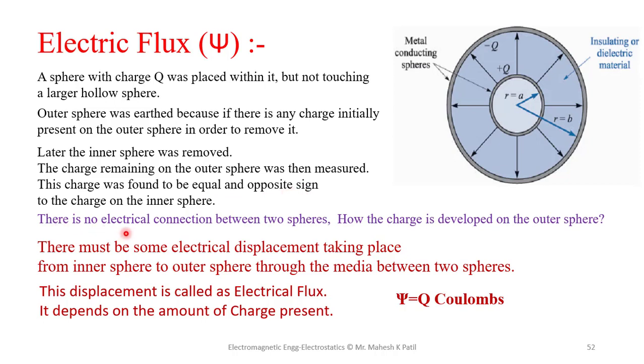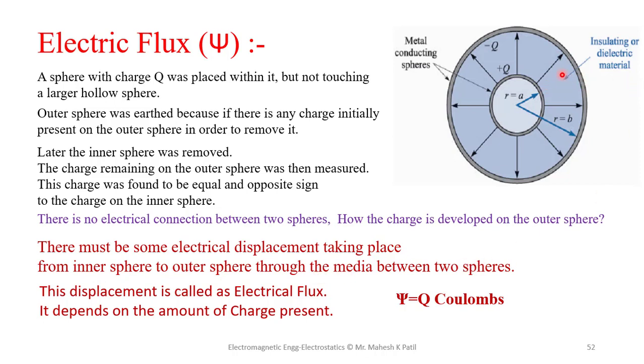So there is no electrical connection between these two spheres, the inner sphere and the outer sphere, but still the charge has flowed from the inner sphere to the outer sphere. So how is the charge developed on the outer sphere? This is the big question. While doing the analysis, it was found that there must be some electrical displacement taking place from the inner sphere to the outer sphere, through the medium.